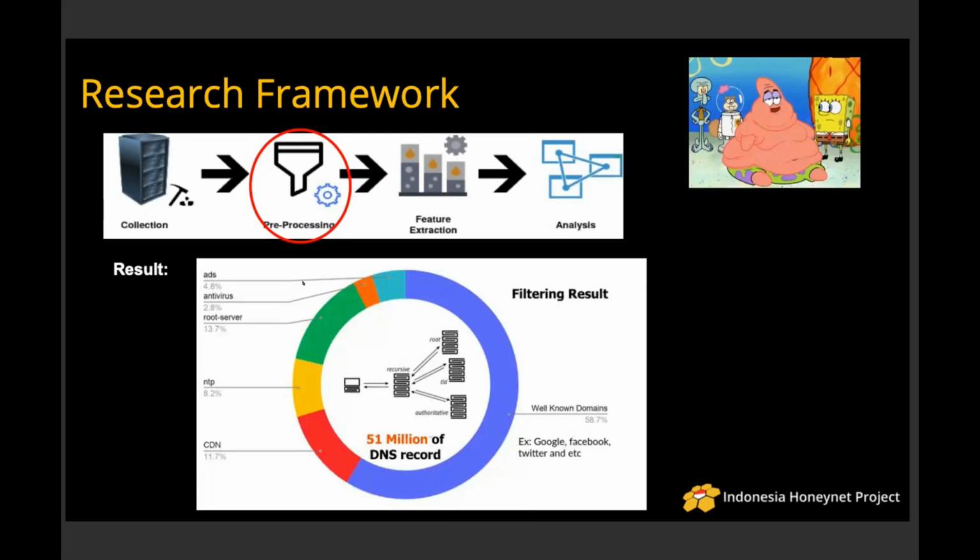As a result, we have six major types of well-known domains. The first one, as you can see, is well-known domains such as Google, Facebook, Twitter, TikTok, Instagram. All of them, we managed to filter. And then there are well-known CDNs, like Google CDN, Facebook CDN, NTP, root servers, antivirus, and the last one is advertisements.